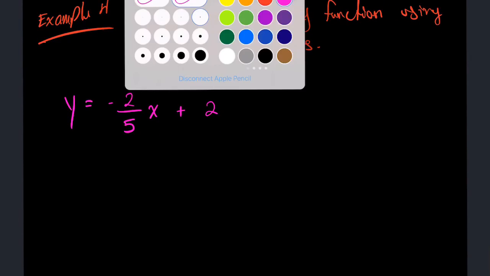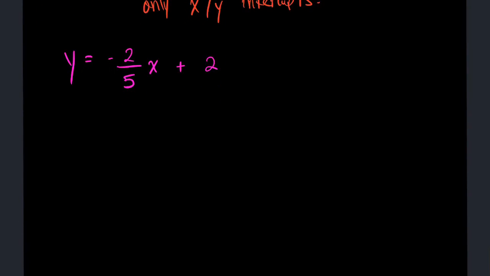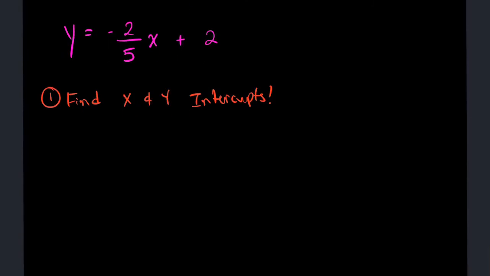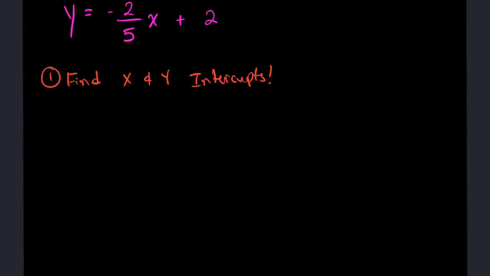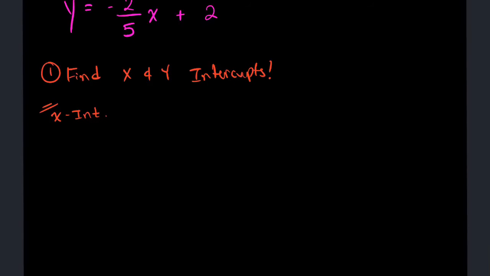Okay, first step, find x and y intercepts. So we need those before we can even do any graphing, right? We can't just go in blind graphing. We don't know what's going on. So let's do our x-intercept first. Okay. So we're going to start with sub in y equals 0, right?